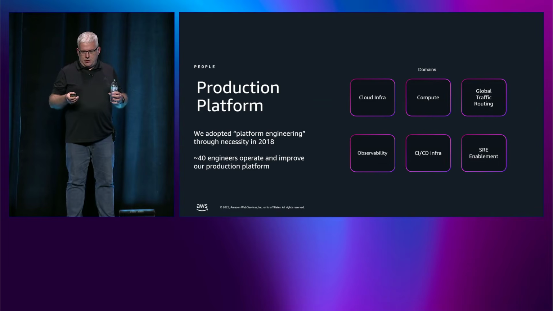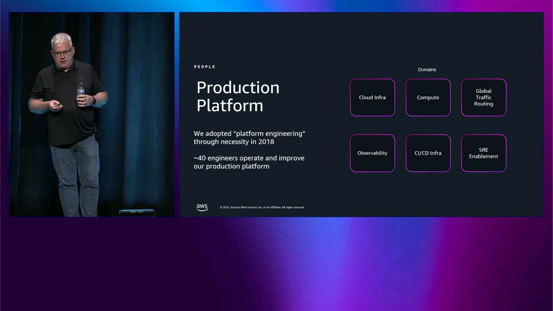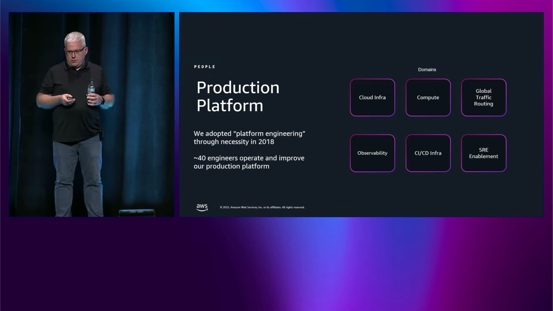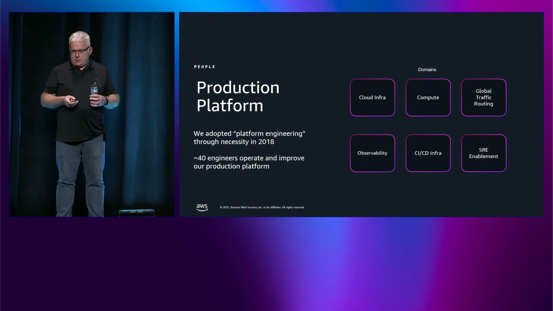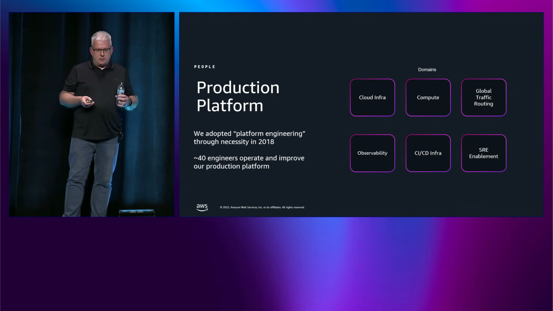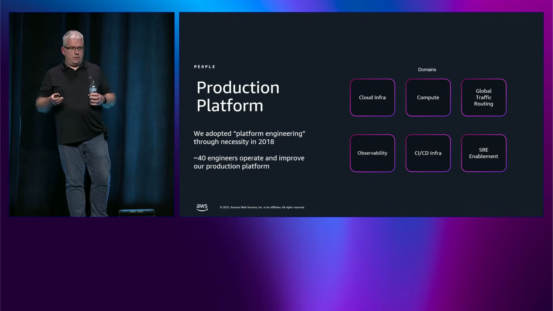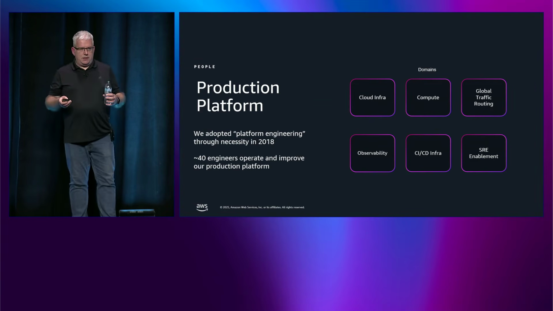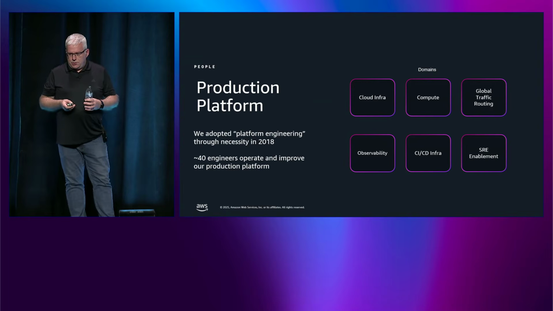So we adopted platform engineering before it was cool. This was out of necessity, essentially, in 2018. Today we have 40 engineers who operate and evolve our production platform. They cover cloud infra, compute, global traffic routing, observability, CI/CD, and SRE enablement. Roughly 50% of their time is spent operating these systems. Another 40% is spent on improving them, like product work, and 10% is on learning and development. So we don't just keep the lights on with our production platform, we're continually moving it forward each day.